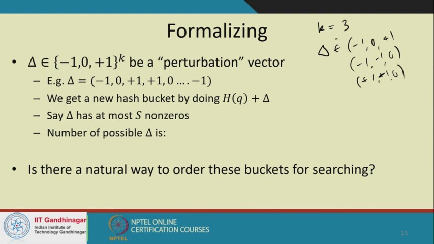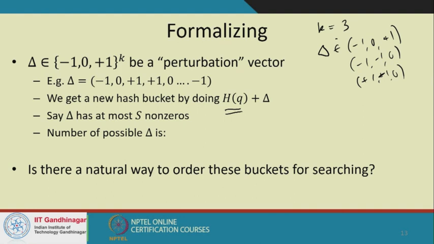Which means that it's basically all possibilities where each bucket ID is being perturbed either by a plus or a minus. Some specific ID might not be perturbed, in which case you have a 0 in delta. So given a bucket HQ, we get a new hash bucket by doing HQ plus delta. And suppose delta has at most S non-zeros. This S will be a hyperparameter chosen based on the amount of time you want to spend in query and so on.